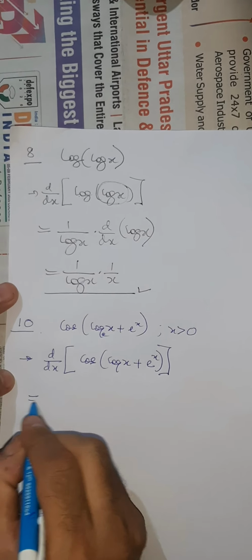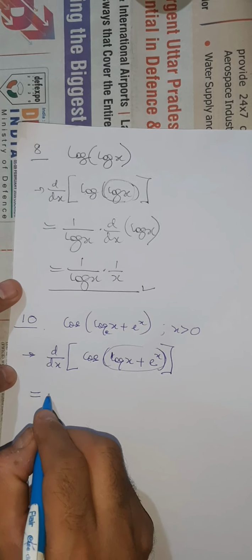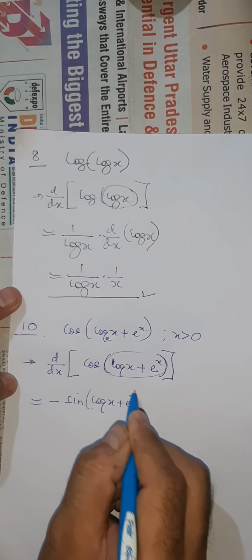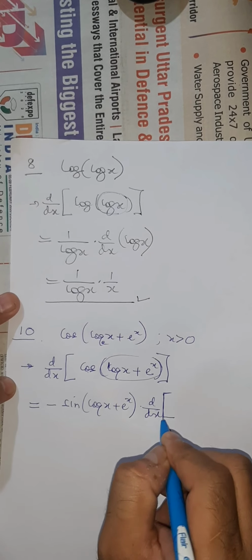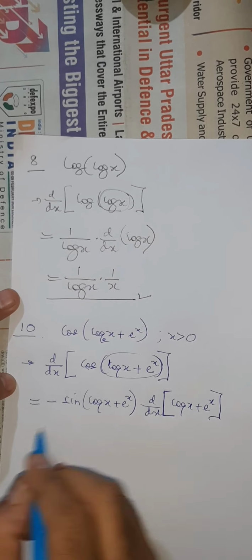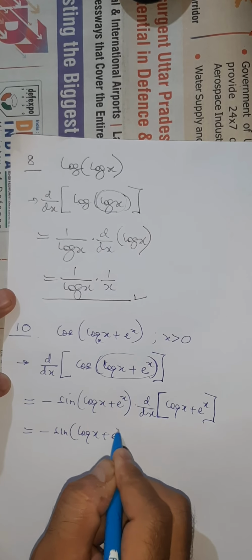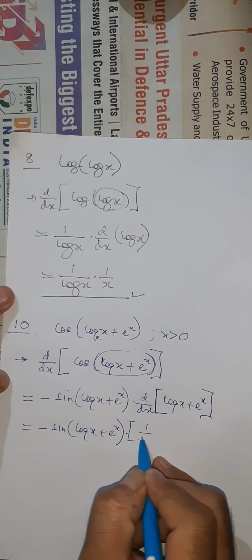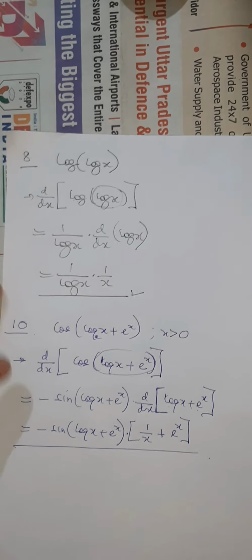So we use chain rule. We imagine this bracket as x. What's the derivative of cos? You know, minus sine, and that bracket as it is, log x plus e raised to x, by chain rule into d by dx of log x plus e raised to x. So this is minus sine of log x plus e raised to x as it is into, now the differentiation of this. What is the derivative of log x? 1 upon x. And what's the derivative of e raised to x? E raised to x. So this is your answer.